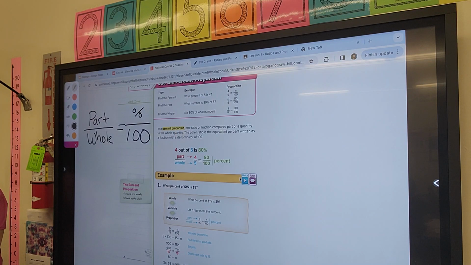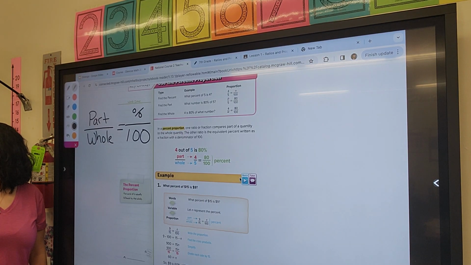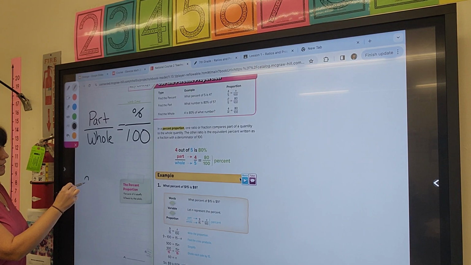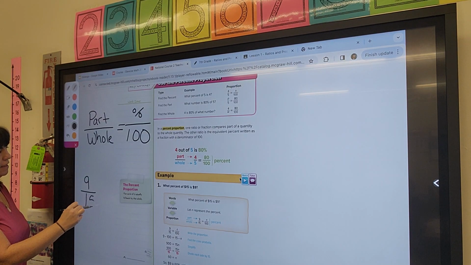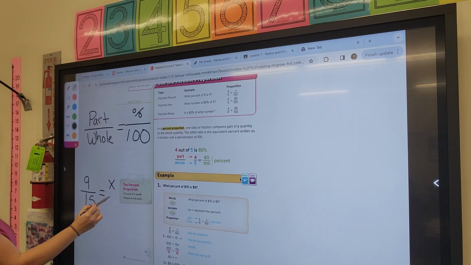We're going to use the percent proportion to find the percent this time. So we're finding the percent, and it says what percent of 15 is 9. So we set that up as part over whole. The part is always going to be less than the whole, right? So we have 9 over 15 equals, and then we're trying to find what percent, so we'll use x, the variable, over 100.